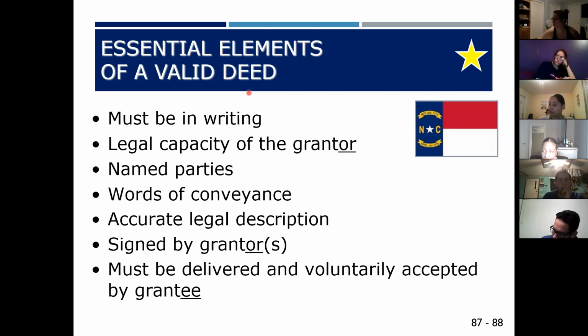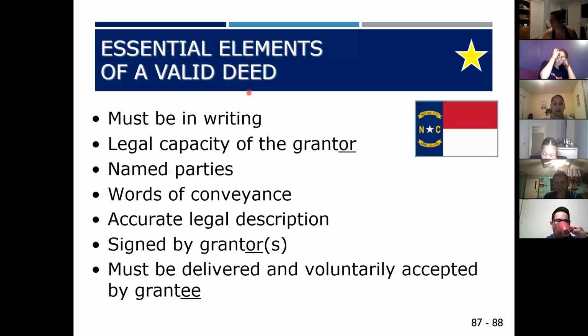The deed has to have words of conveyance. There has to be verbiage in the deed for the seller to convey their deed, for the seller to give their intentions to give the deed to the buyer. We have to have specific wording of the seller basically saying, I, the seller, give you, the buyer, my deed. The valid deed is going to have an accurate legal description. The valid deed is signed by the grantor.